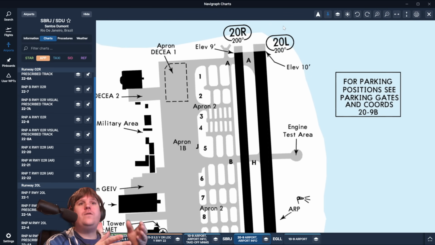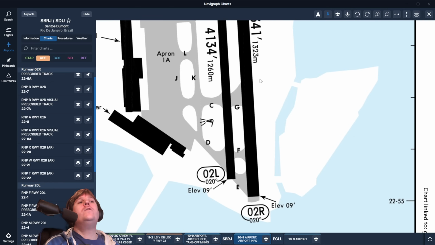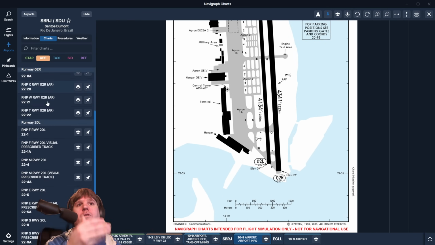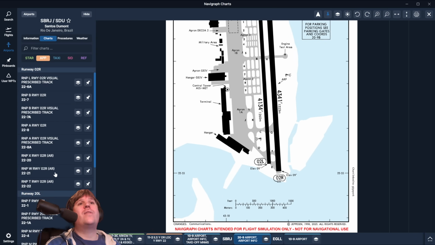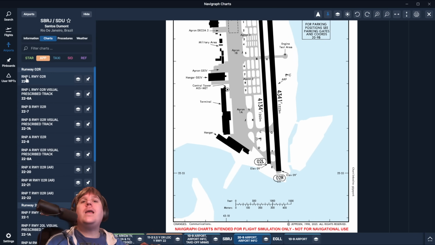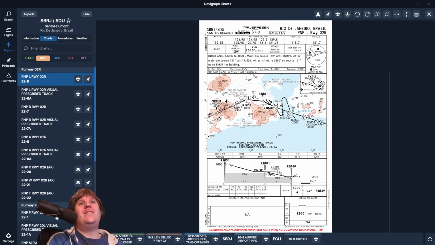Opposite end is obviously 20 left, so 02 right, 20 left. All of the procedures are for the fatter of the two. That is it. And as you see, there's no ILS here, there's no VOR, there's no NDBs or whatever. Every single approach is RNP, all right? Required navigation performance.